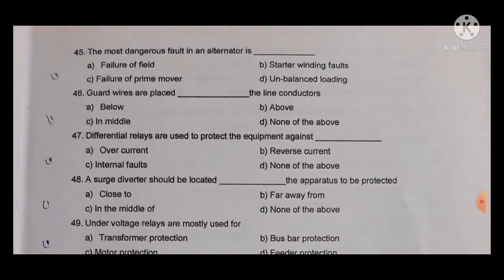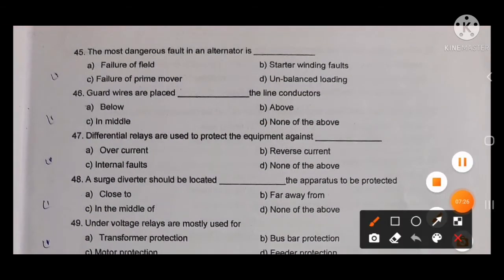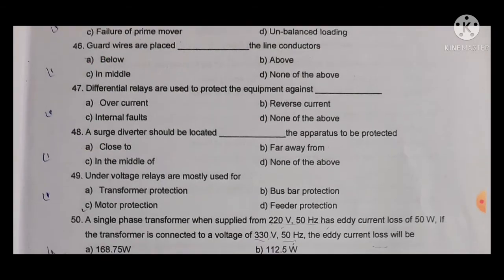Next question, the most dangerous fault in an alternator is the stator winding fault. Guard wires are placed below the line conductors while crossing the road, so a guard wire is present. Differential relays are used to protect the equipment against internal faults. This is also the Merz-Price system of fault protection. A surge diverter should be located close to the apparatus to be protected. All of you know it.